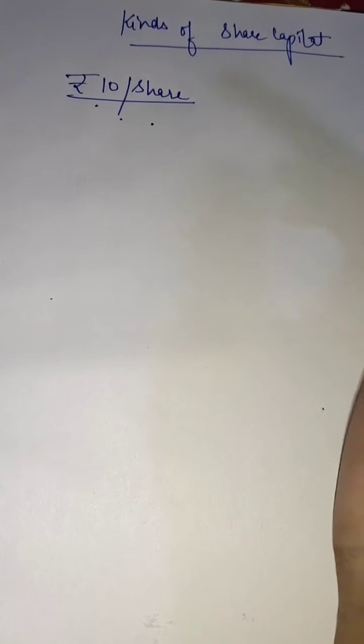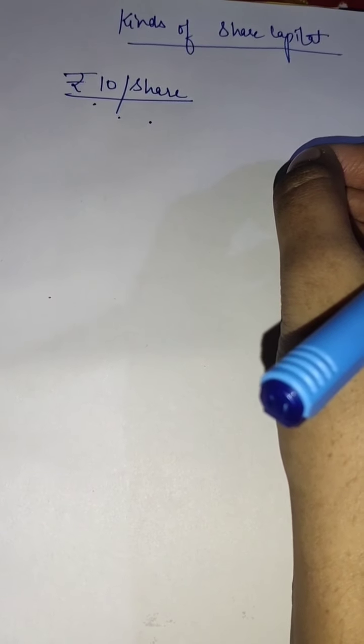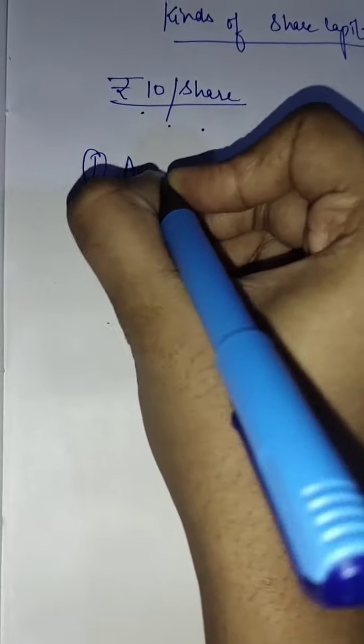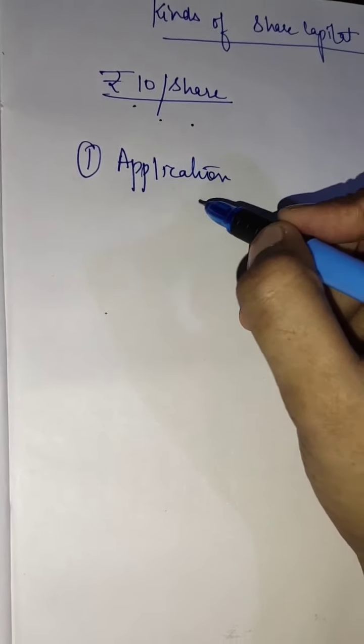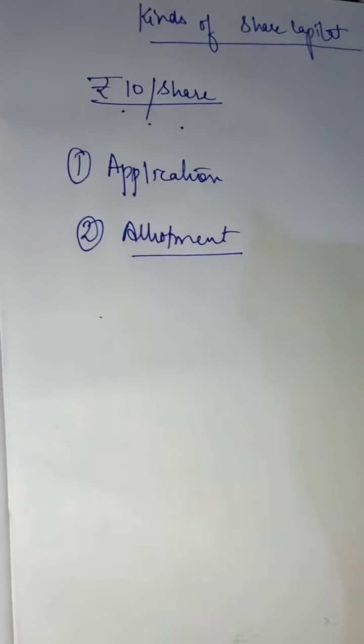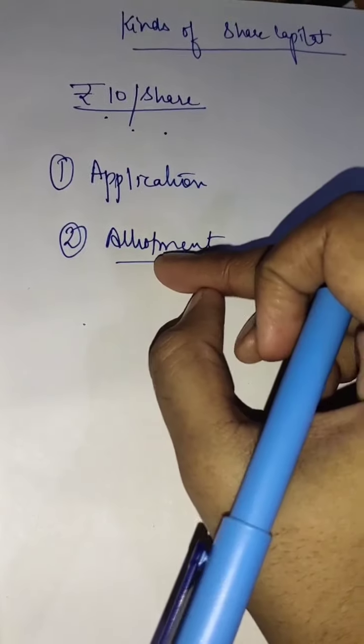First of all, they will issue a prospectus in which they will give every knowledge regarding their company, and they will let the public know that they are going to issue the shares. After issuing the prospectus, they will ask the public, if you are interested in buying the shares of their company, you must apply. So first the process will be application. The public have to make an application, then the company will decide whether to allot the shares or not, to give the shares to the public or not: allotment.